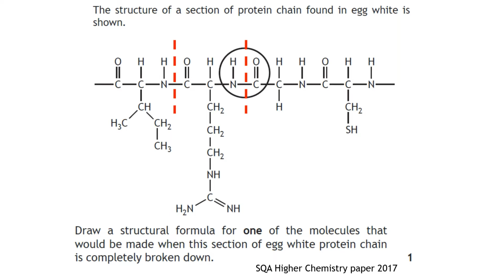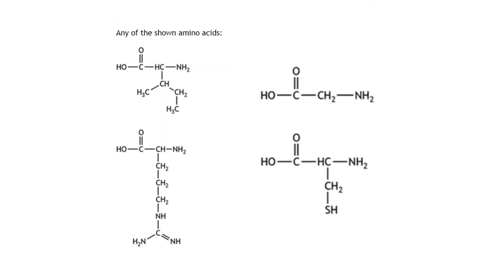So there's our peptide links that we're going to break the bonds of, and then if we're putting the water molecules back, we need to put an OH back on to form the carboxyl groups and the H's back on to form the amino group. So we've got our first molecule on the left. We can do this for the next one by putting the OH and the H back. And these are the molecules that would form from this hydrolysis reaction. So any one of these amino acids shown here would be an acceptable answer.